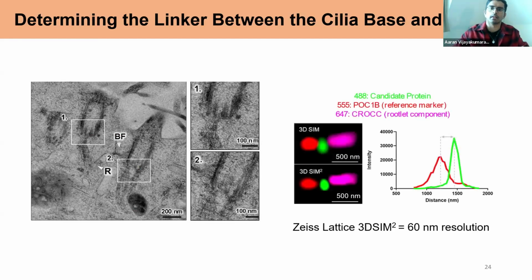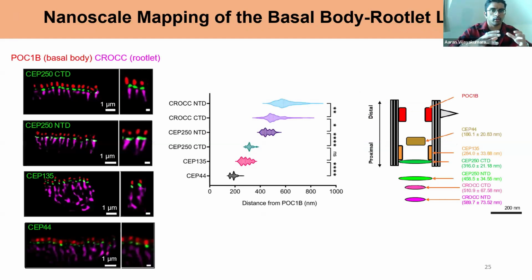Now, to better understand the molecular composition, we then used super resolution nanoscale mapping. And in this process, we used a reference marker, in this case POC1B, which marks the basal body and is well characterized. And then we used candidate proteins which have been previously implicated to interact with CROCC, or rootletin, which is the main component of rootlets. And what this allows us to do is to build a map, the first nanoscale map of the basal body and basal body rootlet linker.